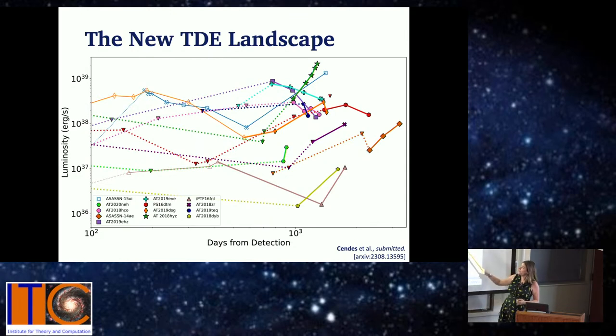We caught them fading. This one is really amazing to me. This is 14AE, so it's the oldest in our sample. Radio turn-on was over 2,000 days after, and it's been rising as fast as T to the fourth ever since. So that's 6 years roughly after the TDE event happened. You have some good limits, and then suddenly it starts getting very bright fairly rapidly.